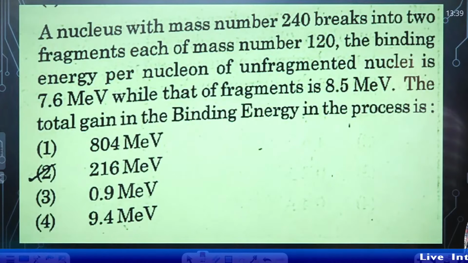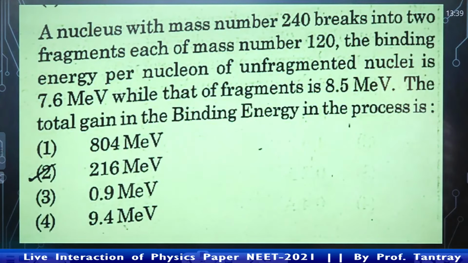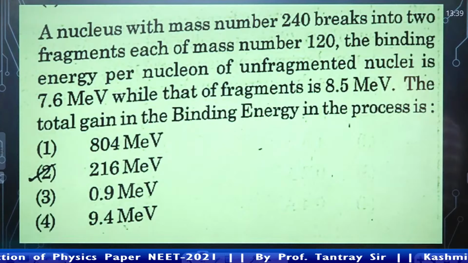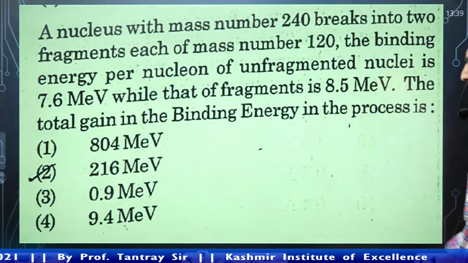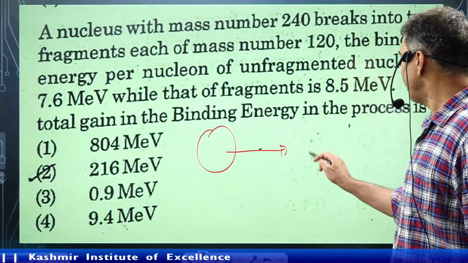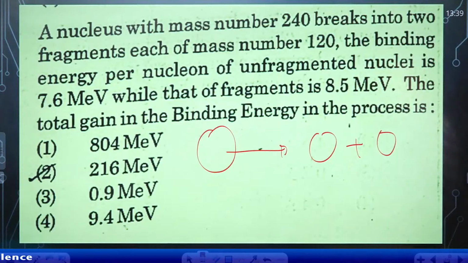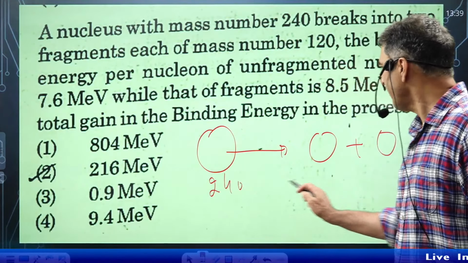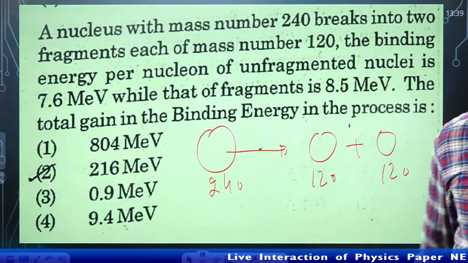Now here, a nucleus with mass number 240 breaks into 2 fragments, each of mass 120. The binding energy per nucleon of the unfragmented nucleus is 7.6 MeV, while that of the fragments is 8.5 MeV. The total gain in the binding energy in the process is, I will explain. It's a nucleus. It splits, becomes 2 nuclei. The parent nucleus has a mass number of 240. It has 120 and it has also 120. Mass number is conserved.